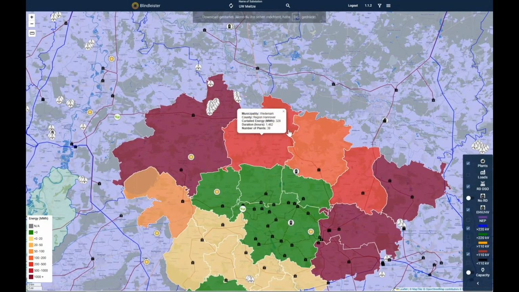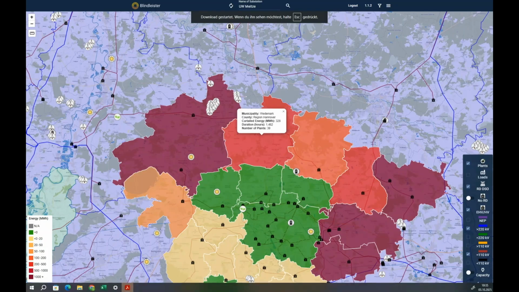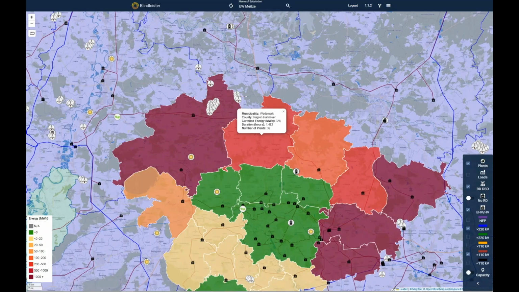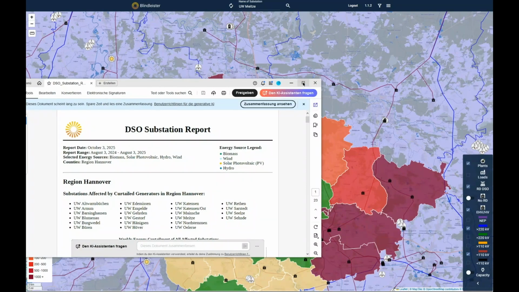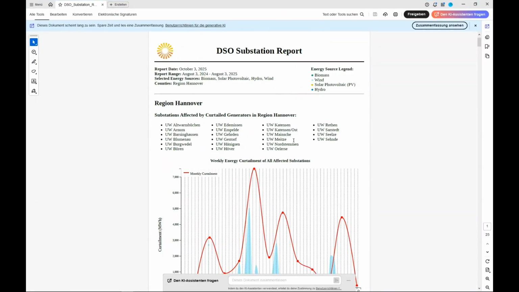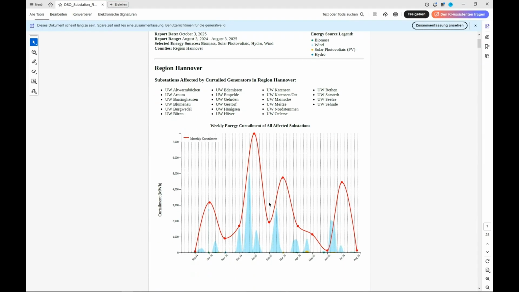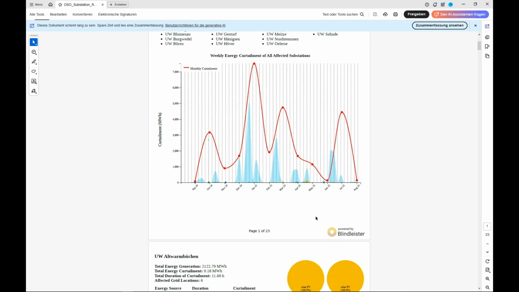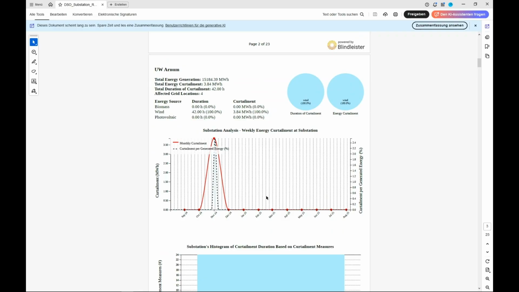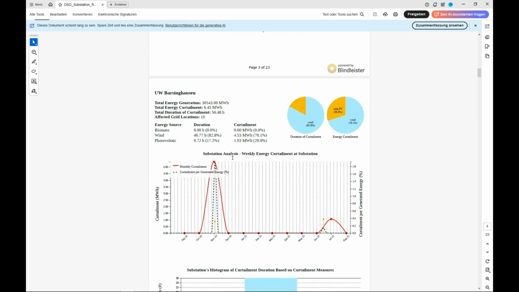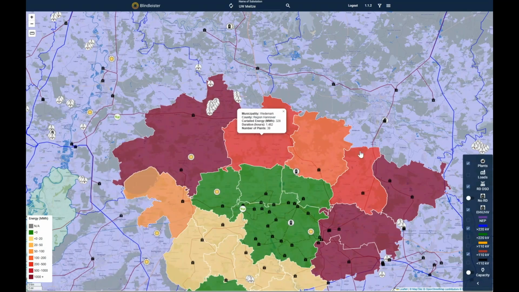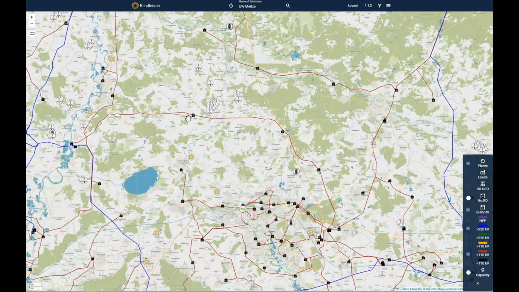It takes a moment. We have more than 10 million curtailment measures now in our data bank. Once it's ready, we can have a closer look at the DSO substation report. We see the affected substations here. They are aggregated over time, over 1 year in the first figure, and then every substation is analyzed. So let's dive into the 3 substations one by one.